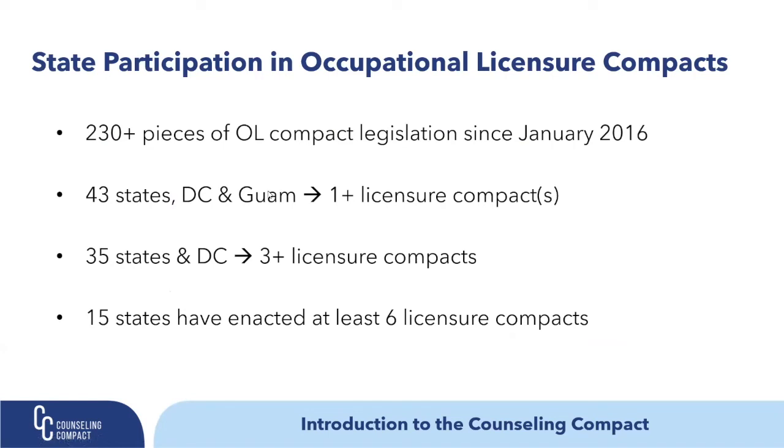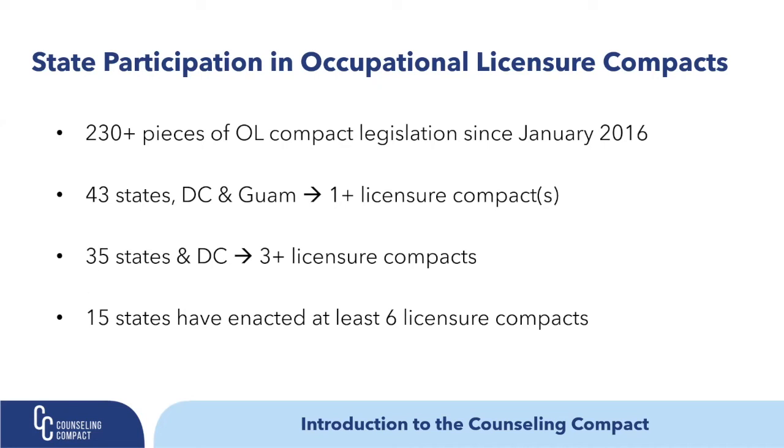Okay, and now I'm going to talk a little bit about state participation in occupational licensure. Okay. So first of all, since 2016, there have been 230 separate pieces of occupational licensure compact legislation enacted. And 43 states, DC and Guam, are members of at least one occupational license compact. 35 states and DC are members of 3 or more. And there are 15 states that have enacted at least 6. So as you can see, there are a pretty large number of states participating, and I'll show you a heat map later on of exactly which states fall into which of these categories.